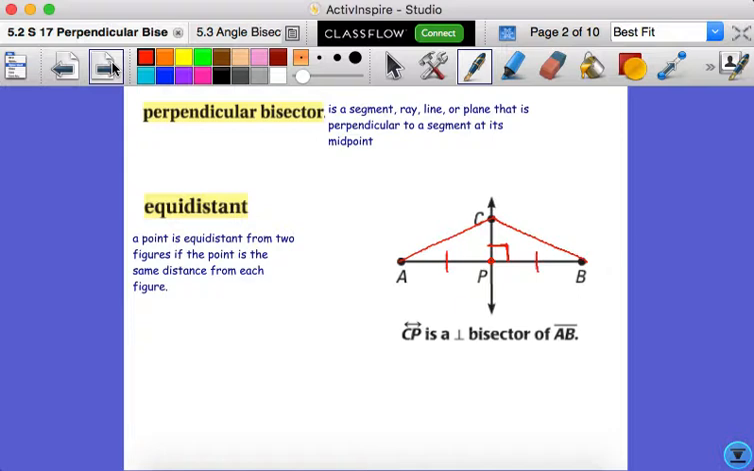Pause here to write down any definitions if you need to, and then resume the video.